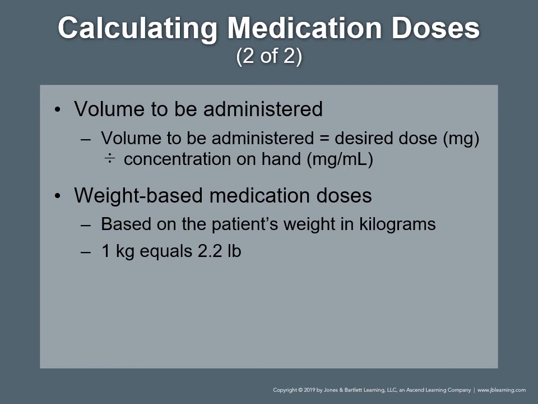Weight-based medication dosages. Some medication doses are based on the patient's weight in kilograms. Remember that 1 kilogram equals 2.2 pounds. Medications you may administer whose orders may be weight-based include pediatric dosages for dextrose, epinephrine, and naloxone.